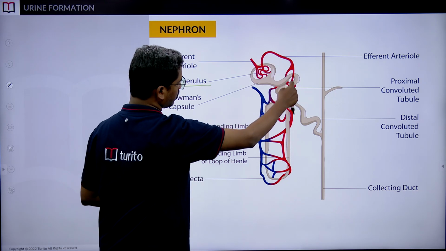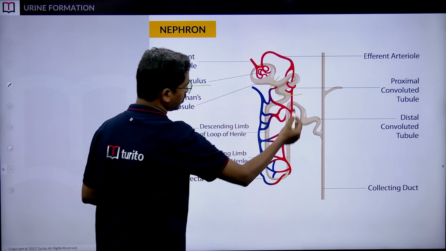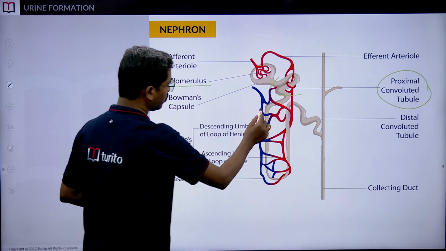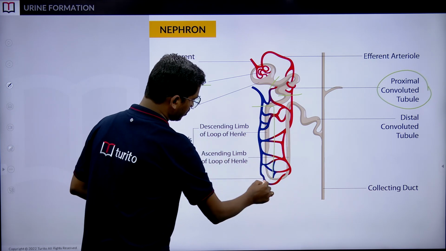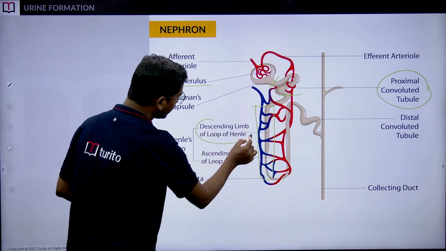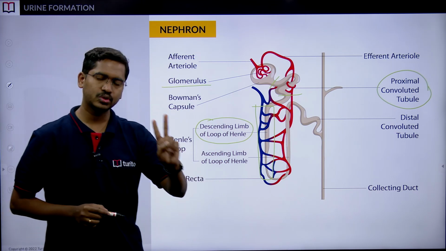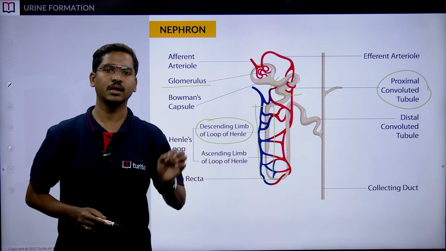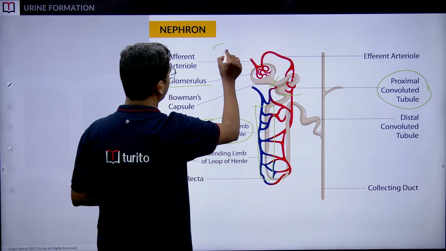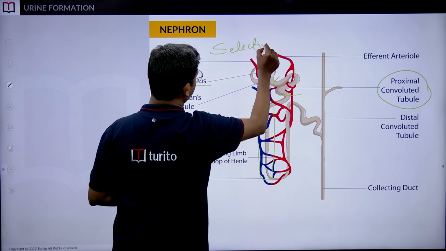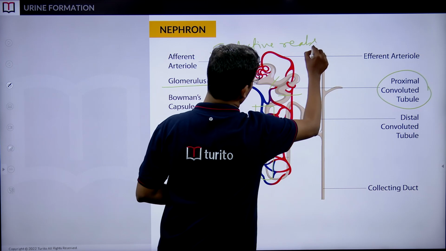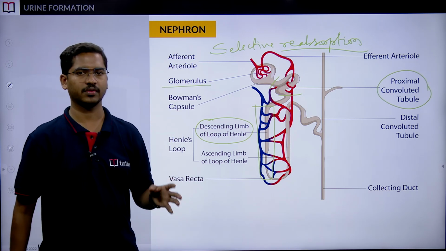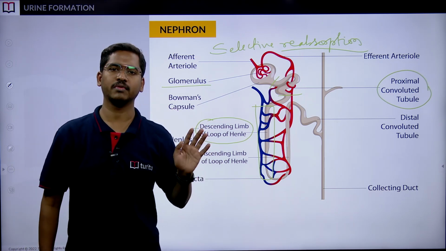At the moment when it is passing through this structure, that is the proximal convoluted tubule, and it is passing through one more limb, that is this one, the descending loop of Henle. These two tubular structures of the nephron would be involved in the selective reabsorption process. So, selective reabsorption is done by these two structures. They are very much important.